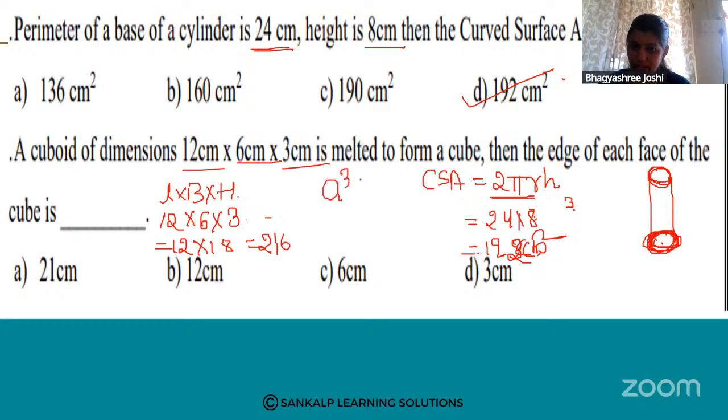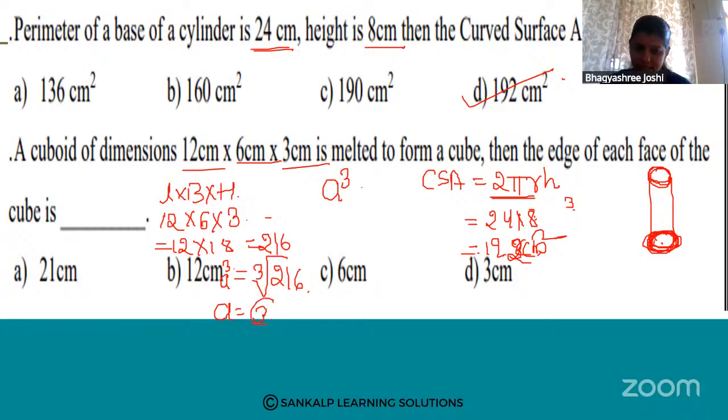Volume of the cube is A cube. Yes or no? So for that, we need to find out the value of A, right? Okay, so this is the volume of the cube. A cube is equal to the cube root of 216, and the A value is the cube root of 216.